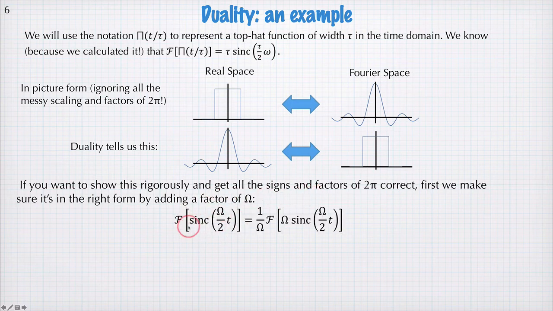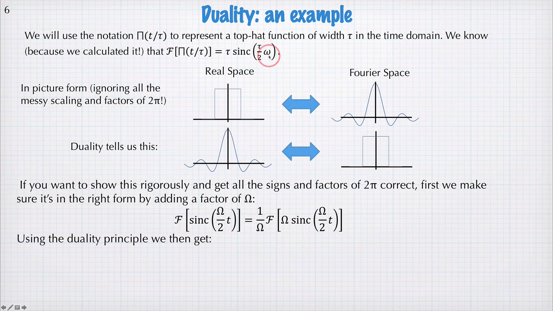So let's take the Fourier transform of Sinc of capital omega on 2 times t. Now we want to make this Sinc function look exactly the same as we have it here to make the duality function easy to use. So we'll multiply by an omega inside and take a factor of 1 on omega out the front, which we can do through the linearity of the Fourier transform. So now we have omega Sinc of omega on 2 times t, and this looks exactly the same as this Sinc function, replacing tau with big omega and t with little omega.